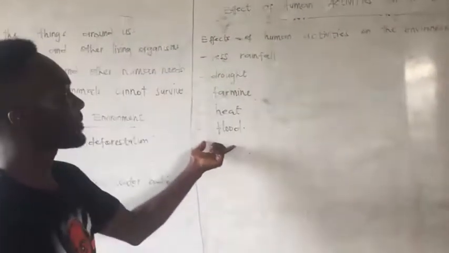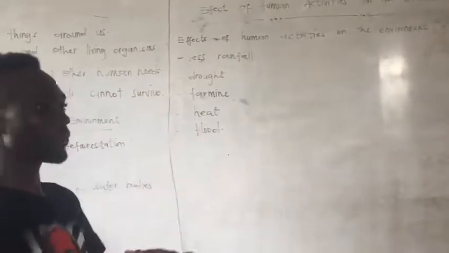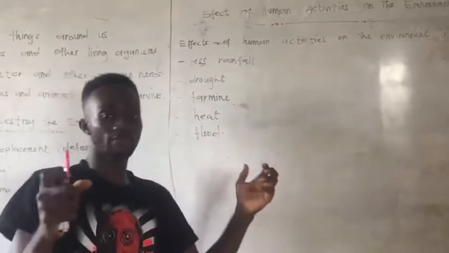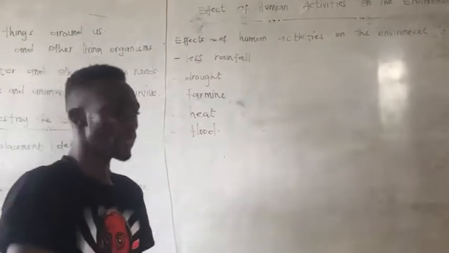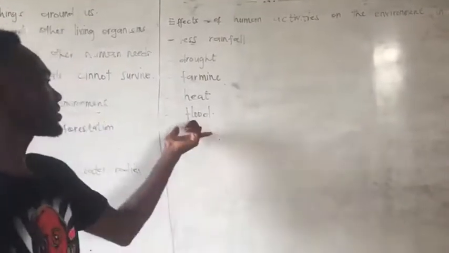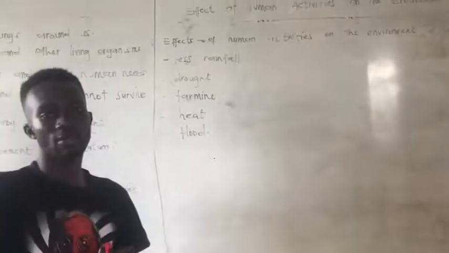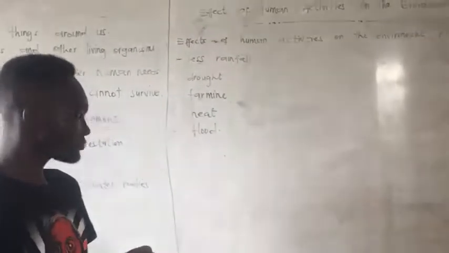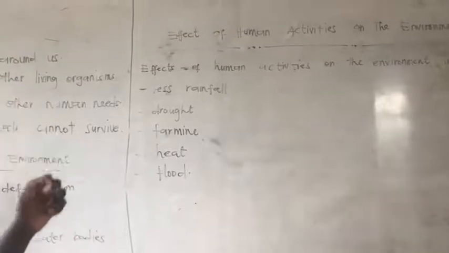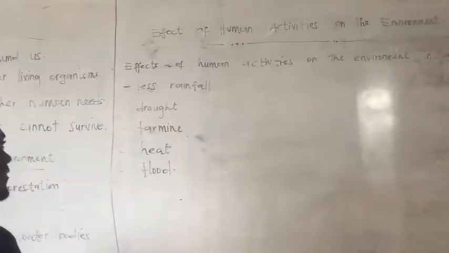And then the last one is flood. When we don't plan our settlements very well, when we live in slum areas where we don't have proper layout, when it rains, it causes flood. And when flood occurs, we know how it destroys our properties. Okay, so these are the effects of human activities on the environment.